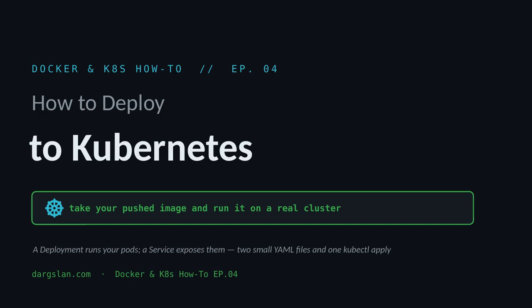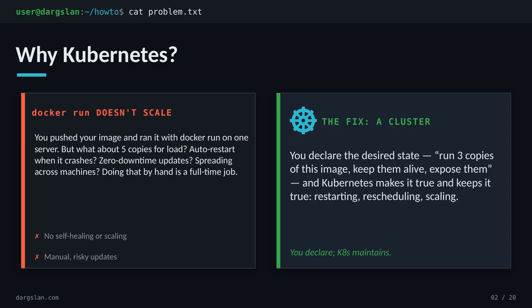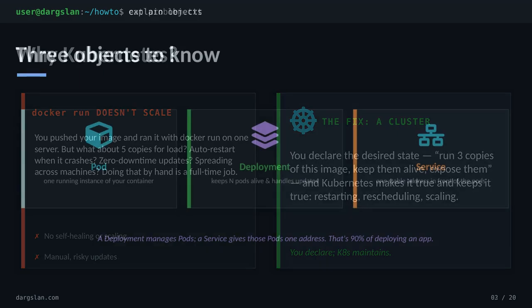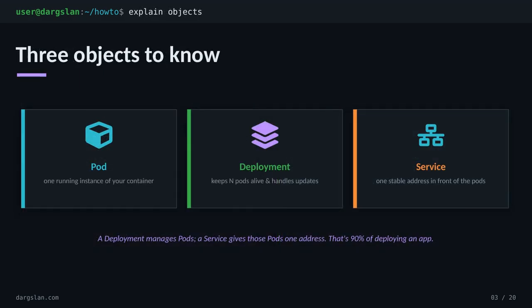project after this. So, before we touch any YAML, let's be honest about why we're even doing this. With docker run, you've got one container on one server, but the moment you need 5 copies behind a load balancer, automatic restarts when something crashes, or rolling updates with no downtime, you're suddenly babysitting infrastructure by hand. Kubernetes flips that around. You declare the desired state, say 3 copies of your image alive and exposed, and the cluster makes it true and keeps it true. You declare, Kubernetes maintains.